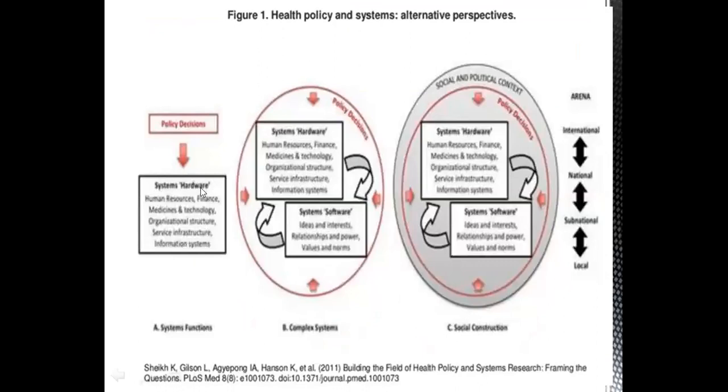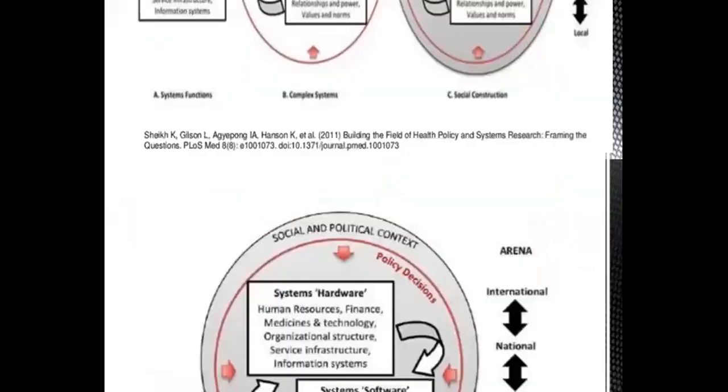It includes policy decisions, for example systems hardware: human resources, finance, medicine, and technology, and organizational structure. The policy decisions include system hardware and system software: ideas and interests, relationships and power. It also includes the social and cultural context, which in an arena includes the international, national, subnational, and local levels. This includes system function. It is a complex system which includes system hardware and system software, and social construction is also in this policy context of the health system framework.